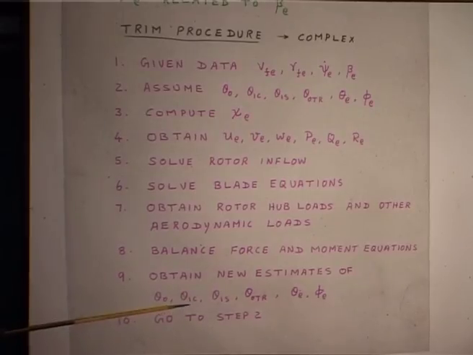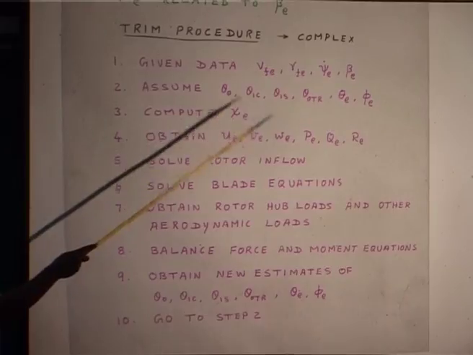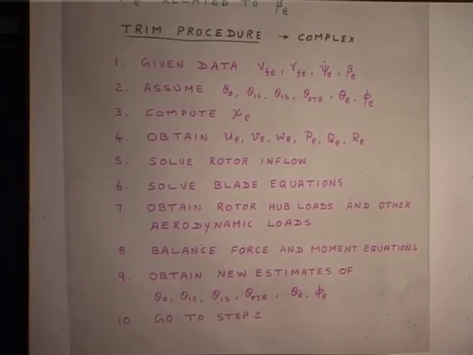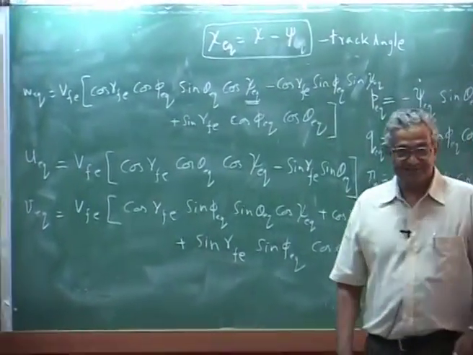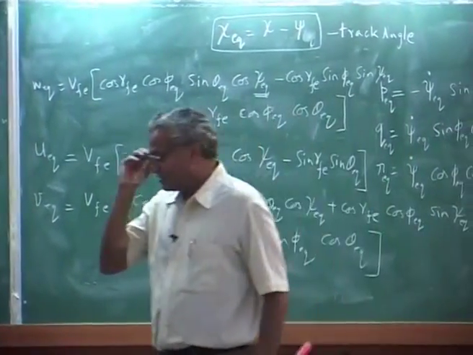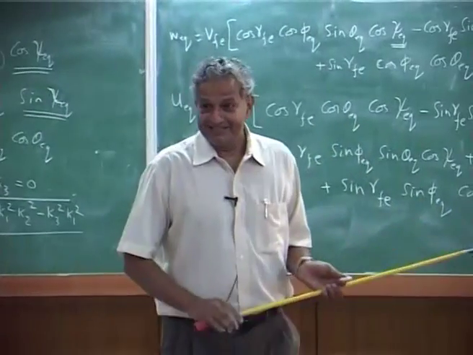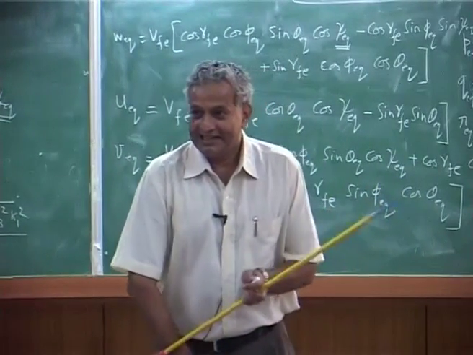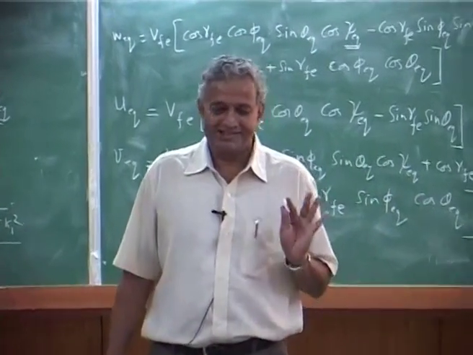Once you get a new update, go back here, again compute the track angle, again calculate all the UE, WE, and then you do this. Okay. This is quite a complicated procedure, sometimes the program will not converge. It is very, very tricky problem. Okay. And this is the complicated trim procedure.